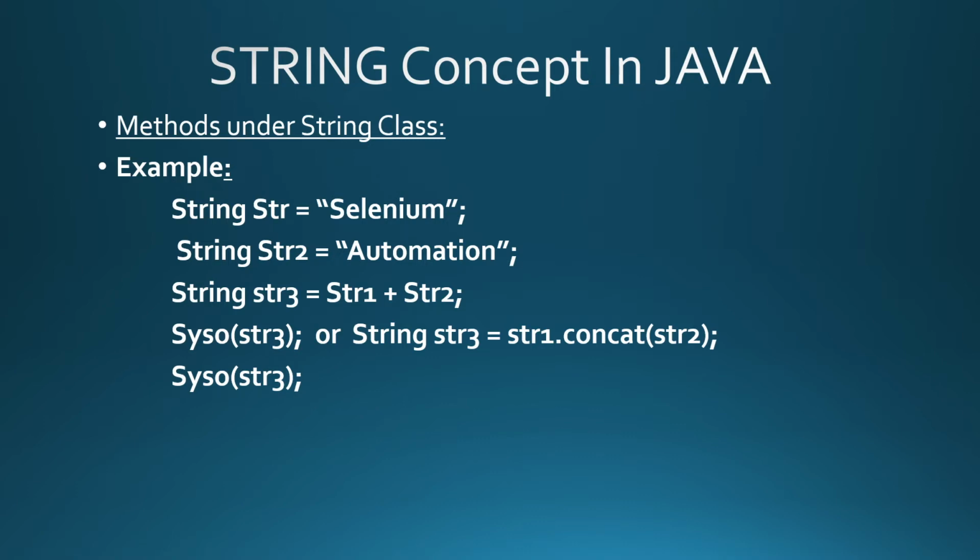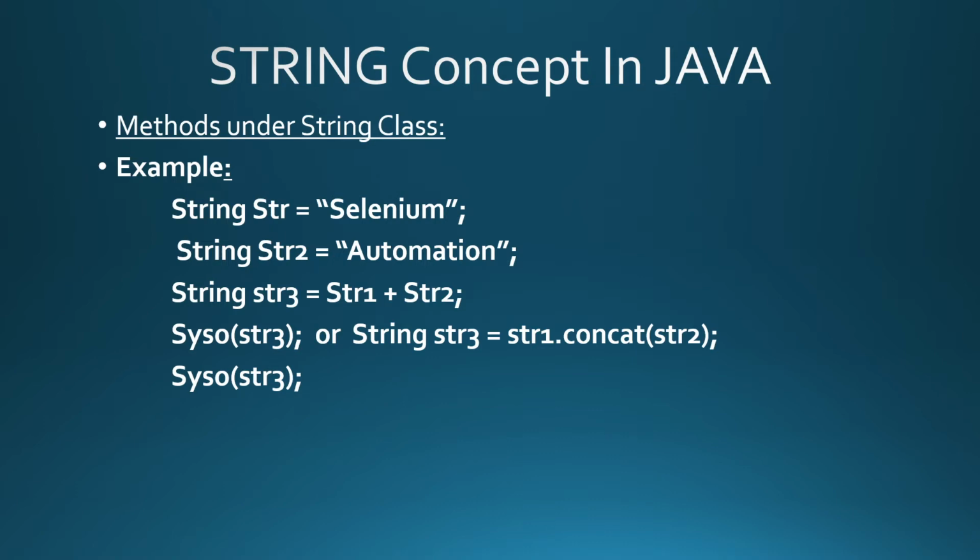The first approach here is str1 plus str2, which means String str1 equals selenium and String str2 equals automation. There are two strings. I am going to combine these two strings with the help of the plus operator. That is our first approach, right? So for that I am taking one more string object, that is String str3 equals str1 plus str2. Then you will get selenium automation.